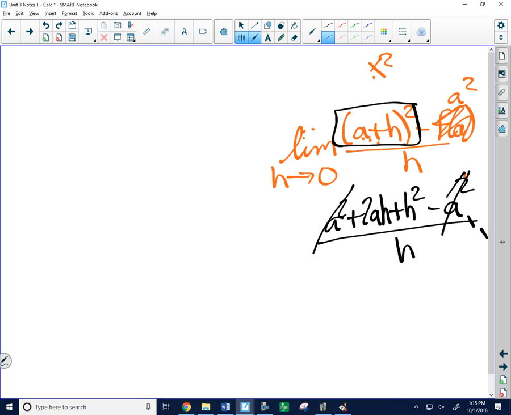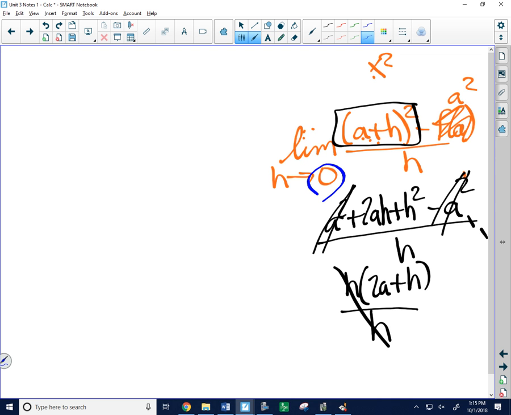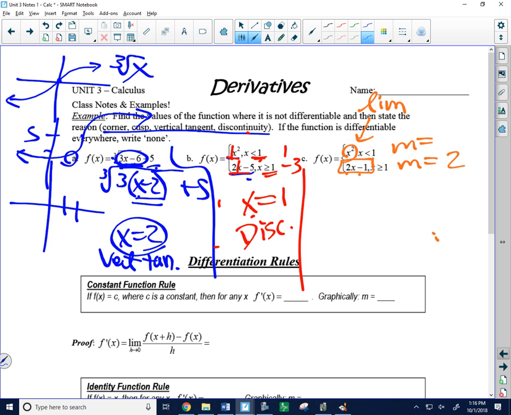The a squareds cancel. And then I can factor out an h from the numerator, and the h's cancel. We've done this one a few times, that's why I'm just going through it. I put in 0 for h, and I get 2a. We've seen that one actually as well, x squared giving 2a. So then the derivative was 2a. Then I put in 1 for a to get the slope, 2 times 1 is 2.